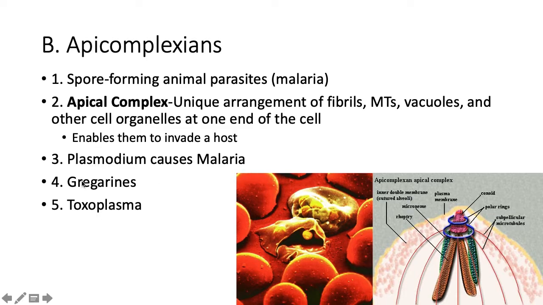There are a few other Apicomplexans that can cause disease. Gregarines use the apical complex to attach to intestinal epithelia of arthropods, annelids, and mollusks. And then we have Toxoplasma. You may have seen this term before, but it invades the epithelial cells of the human gut. And, you know, we can fight it off. We can mount an immune response to it.